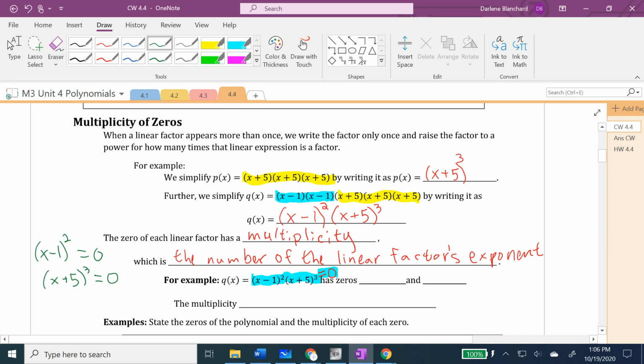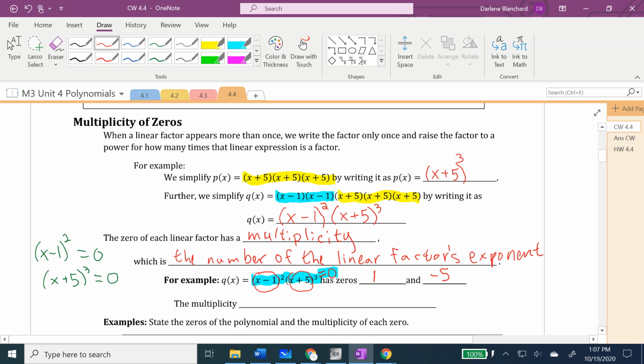But what's the square root of 0 and the cube root of 0? They're just going to give you 0. So when you're solving for what makes each of these factors equal to 0, you can go into just the linear factor that has the exponent on that linear factor. What makes x minus 1 equal 0? And what makes x minus 5 equal to 0? So that polynomial has zeros 1 and -5.